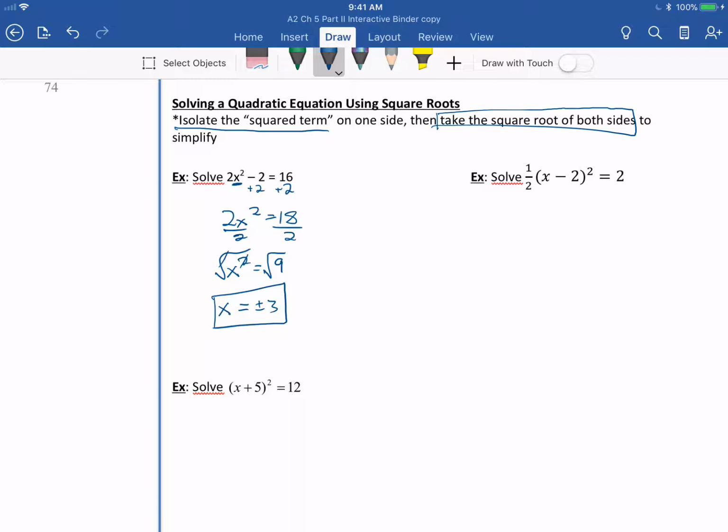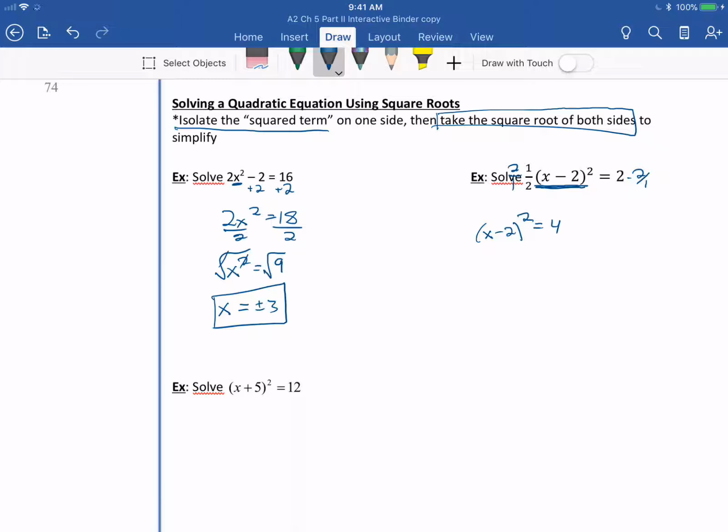All right. Awesome. Now here we have to solve this one. I'm going to multiply by the reciprocal, so I'm going to multiply by 2 over 1, because I want to get this squared term all by itself. And notice here that the squared term is x minus 2, and that's okay. So now I have x minus 2 squared is equal to 4.